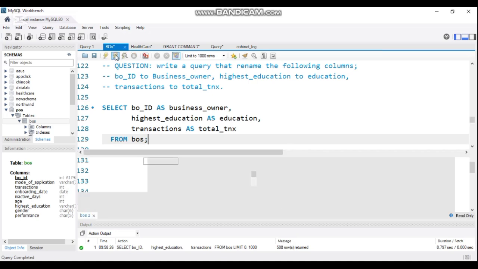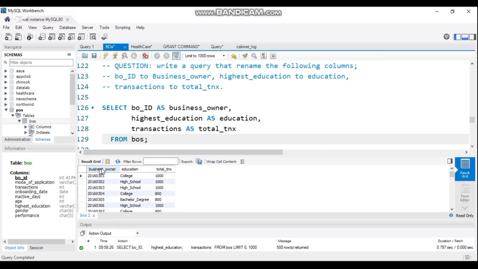Now, in our result we have business owner. We have changed BOID to business owner. Highest education has changed to education, and transaction has changed to total TNX. Can we see that we now have business owner, we now have education, and we now have total TNX. So I'm sure we understood all this.